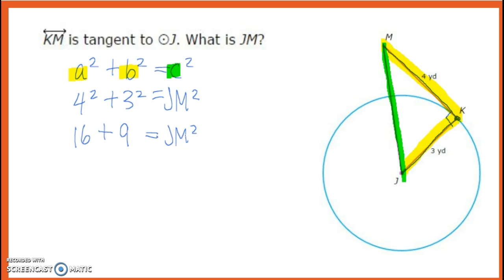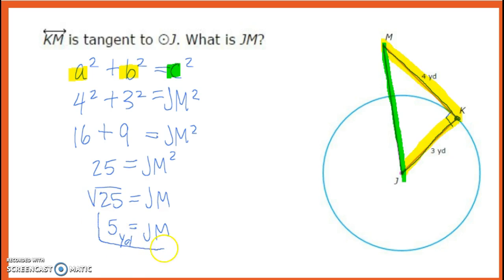So if I add 16 and 9, that gives me 25. And to find the length from J to M, I just have to take the square root. So JM has to have a length of 5. And our units would be yards.